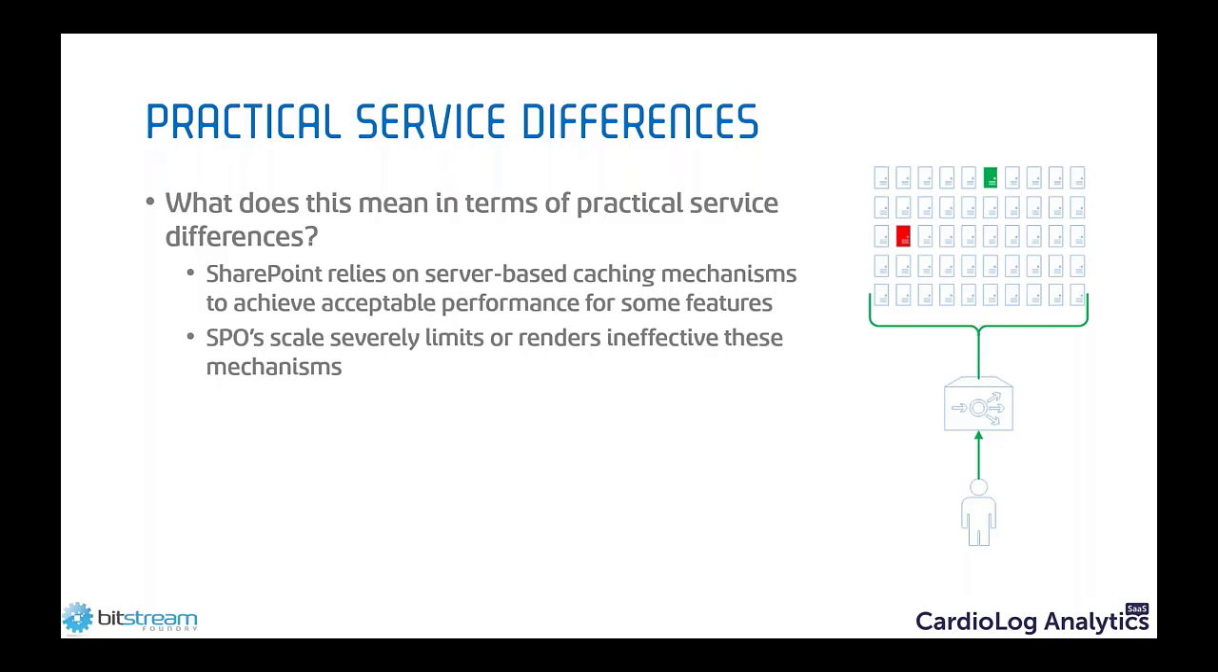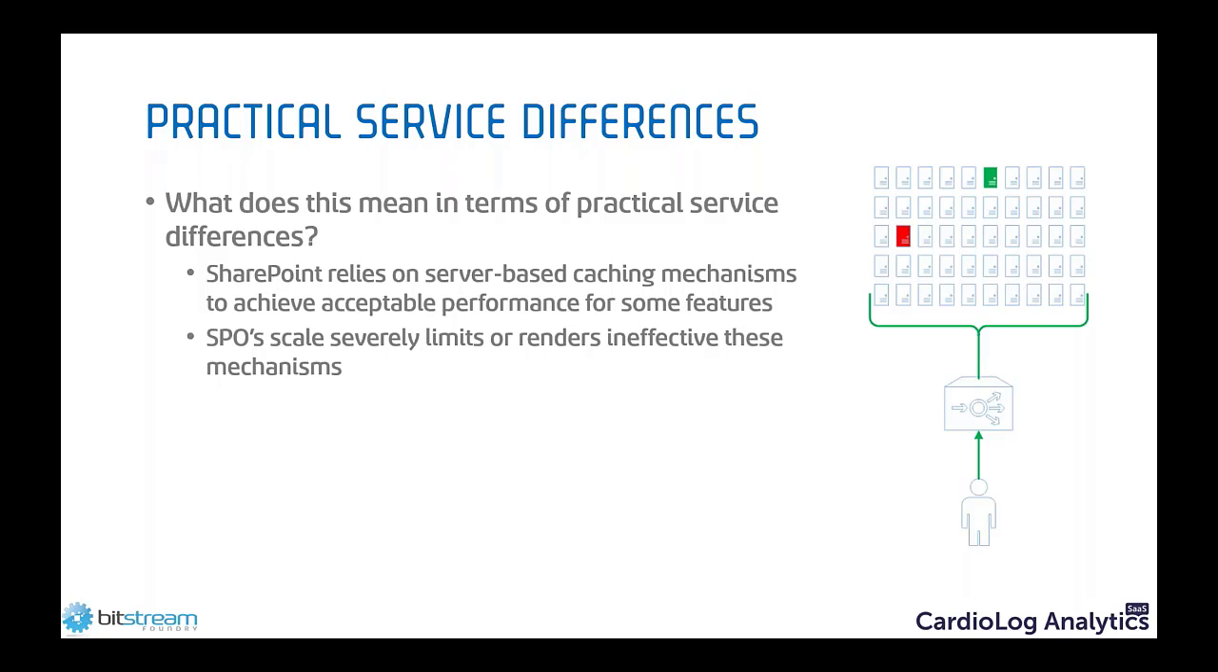Now, if a user's going out to SharePoint Online with 50 web front ends in the SharePoint Online farm, the chance of hitting any one server that might have cached content that they care about is roughly 2%. If you've got 50 web front ends, 1 in 50 is 2%. And that's reflected by the green server there.